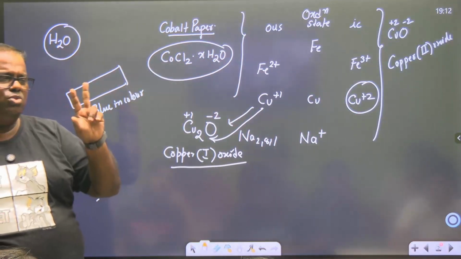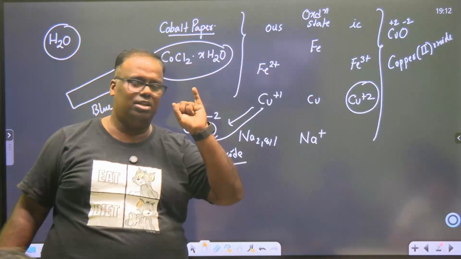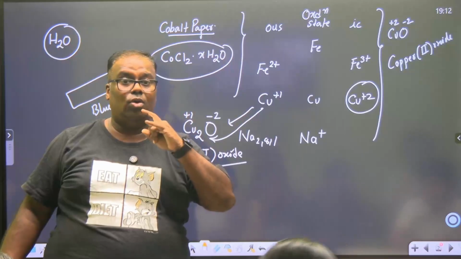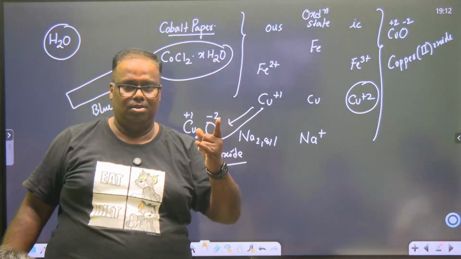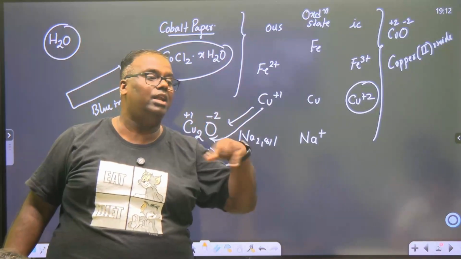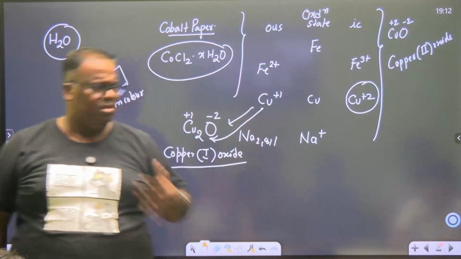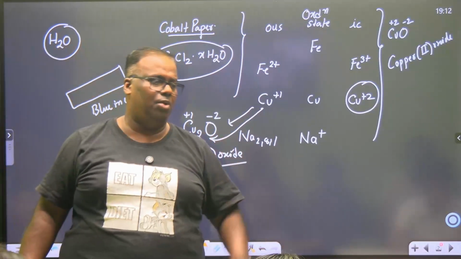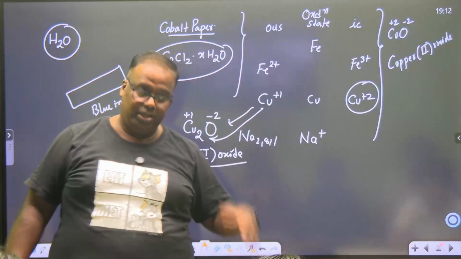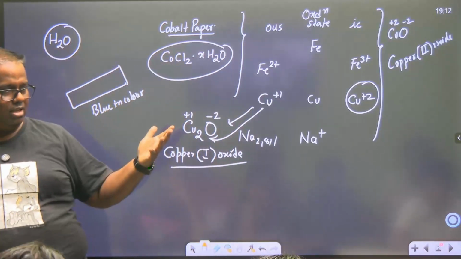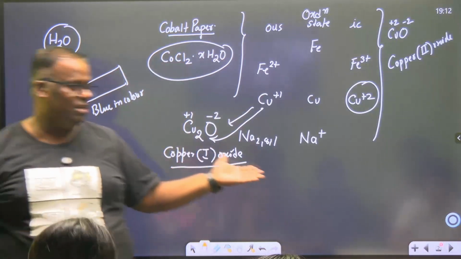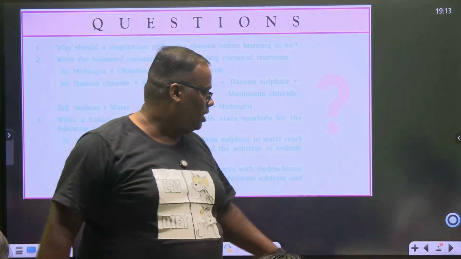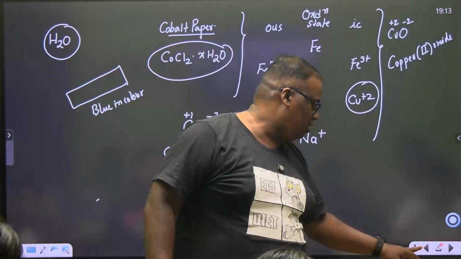So 2 things you just learned. One is hydrated salts are colored. If the salt is not hydrated, I call it anhydrous. Anhydrous means it's thirsty for water. Hydrated means it has fully drunk water. Understood? Hydrated salts are usually colored, and we will learn colored salts only, right? And oxidation states can be +1 or +2. We call them cuprous or cupric. Okay.